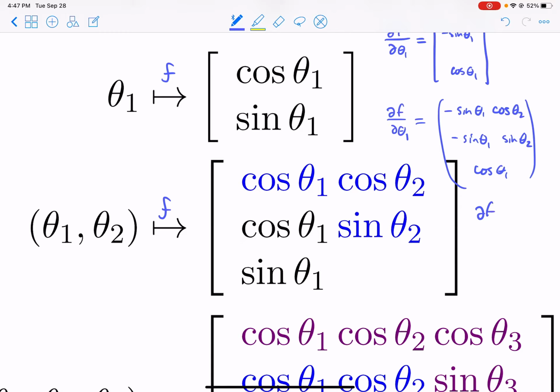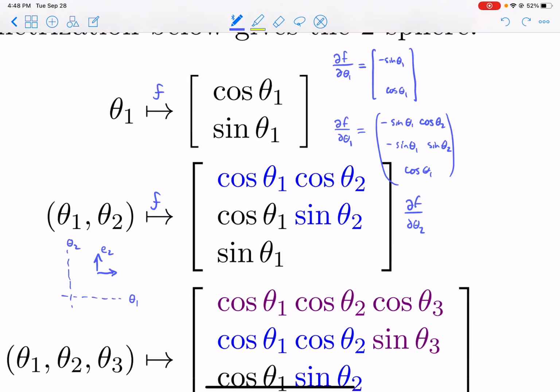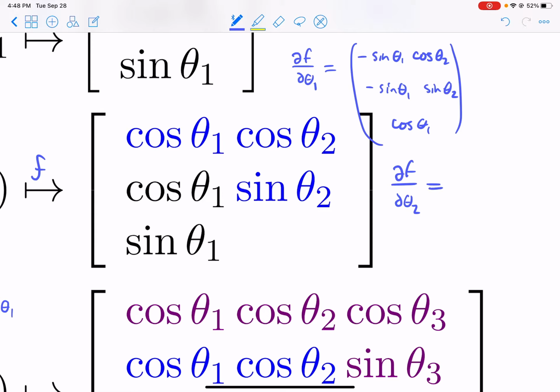Now what's the partial f partial theta 2? We can do that. There's the second input variable. We can always differentiate with respect to a movement, and this is a movement in the second dimension. When we did partial theta 1, that was a movement in the first dimension. And this is the theta 1, theta 2 input space plane. Okay? And so we can calculate this, partial theta 2.